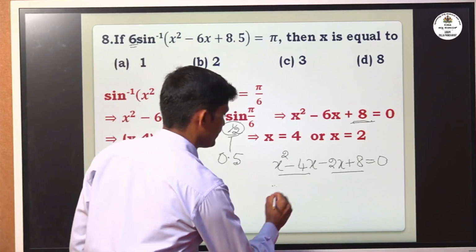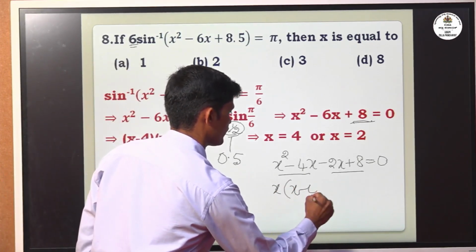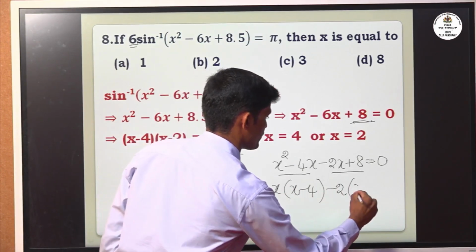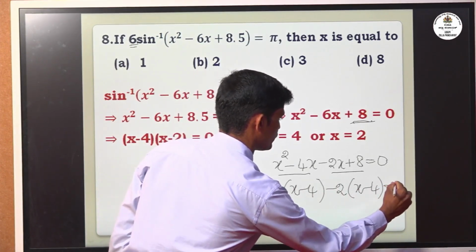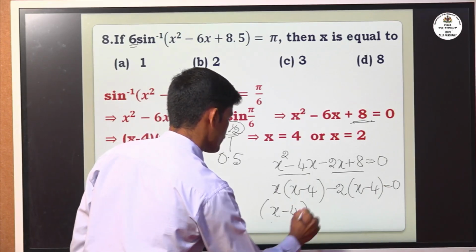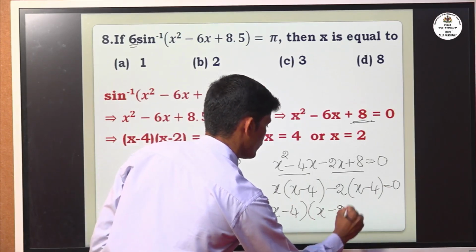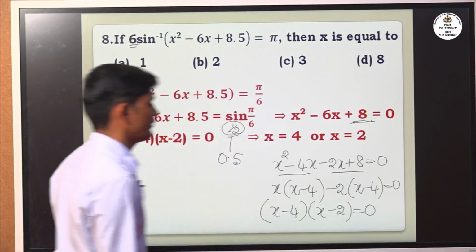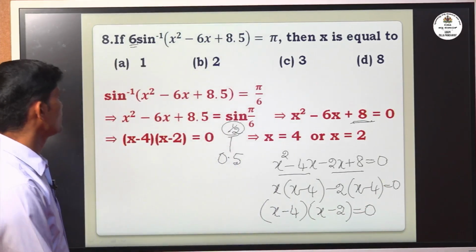So here we get x common, x minus 4, then minus 2 into x minus 4, which is equal to 0. Therefore x minus 4 into x minus 2 is equal to 0. Therefore we get x equal to 4 or x equal to 2.